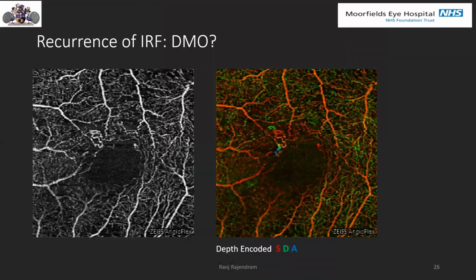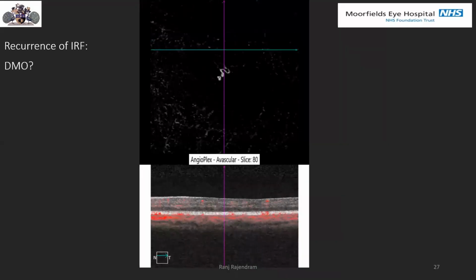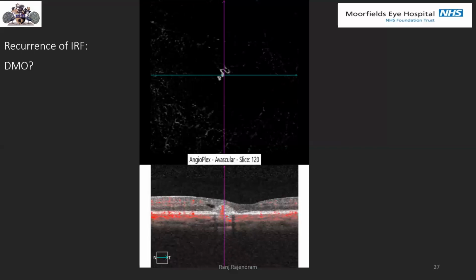So we looked at the angio-CT. We can see an abnormal vessel here. Again, depth encoded, we can see superficial to deep, and the vascular area in that little tuft there that you can see at the edge of the FAZ. You can see that there's a vessel that's red, it goes green, and then there's a component of it that's blue. We zoom in on it there. So that's the same vessel that's tracking down through the retina. And then we see it on the avascular slice, this abnormal vessel.